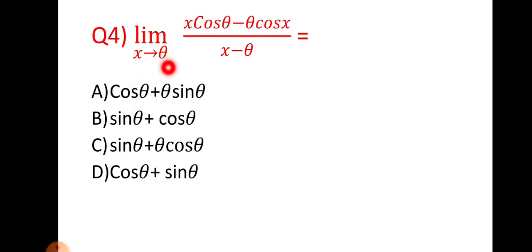Now let us move to question number 4. Limit x tends to theta, x cos theta minus theta cos x divided by x minus theta. In this case, if we substitute x by theta, we get theta cos theta minus theta cos theta divided by theta minus theta. That is 0 by 0. In this case, if our expression is giving us 0 by 0, we can easily calculate the final answer by using L'Hospital rule. Now let us use L'Hospital rule in order to find our answer quickly.